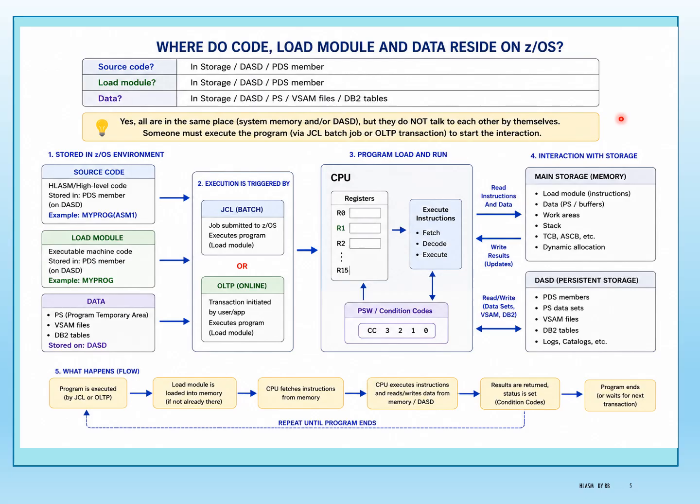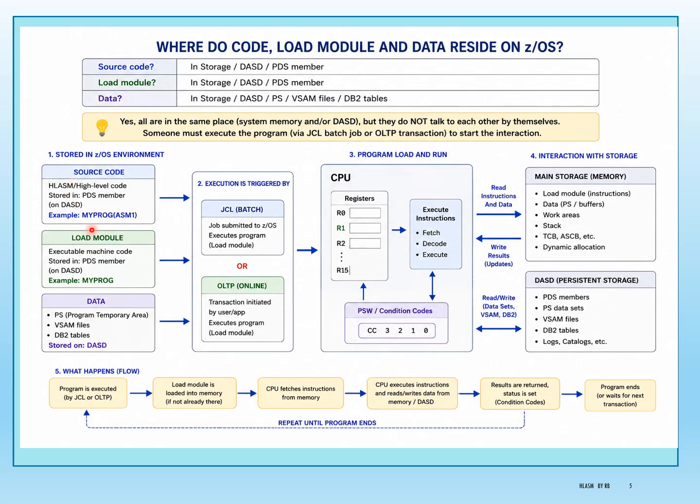Someone must execute this program. How do you do it? Either you call a JCL batch job, or you use an OLTP transaction like CICS or IMS DC, and you start saying, okay, load the load module, then it will call data, and all those things keep happening.